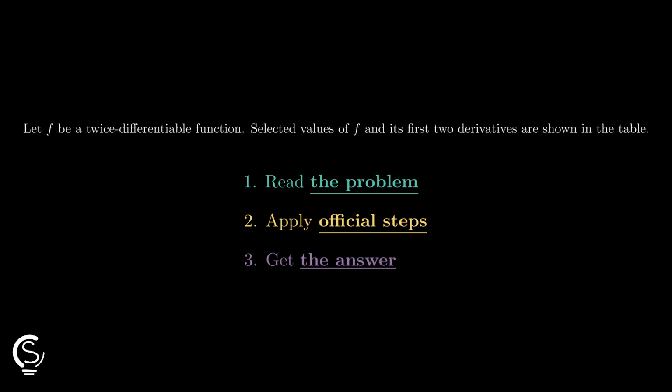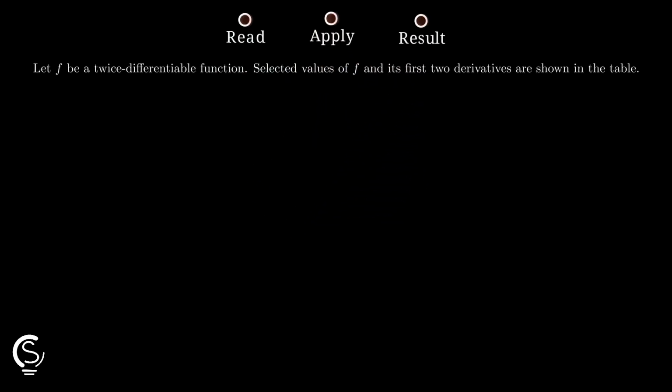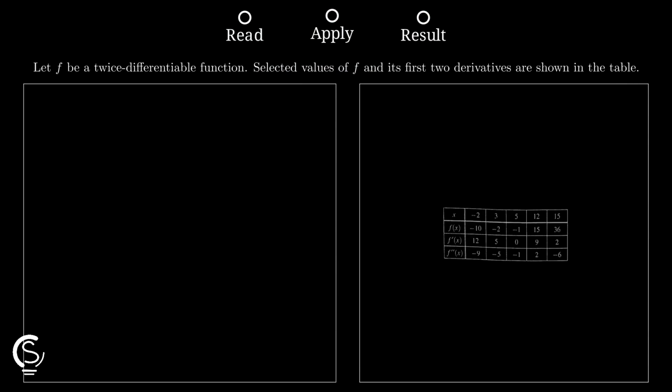Part A, the average rate of change of f prime on the interval 3 to 12 is f prime of 12 minus f prime of 3 over 9, equals 4 over 9.